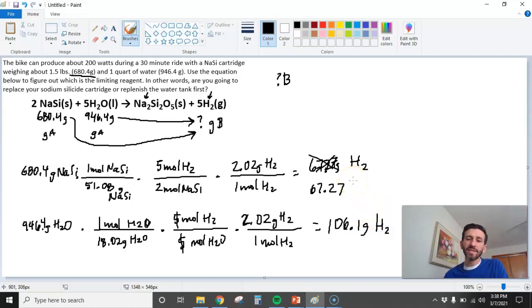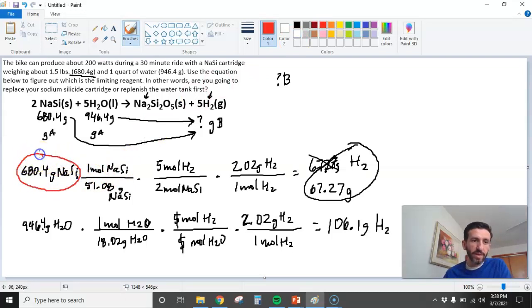So what this means is that I make less with the sodium silicide cartridge. So guess what? My limiting reactant is this right here. This is my limiting reactant because once I make this much hydrogen gas, the reaction stops because I ran out of sodium silicide, right? So that's how we do this problem.